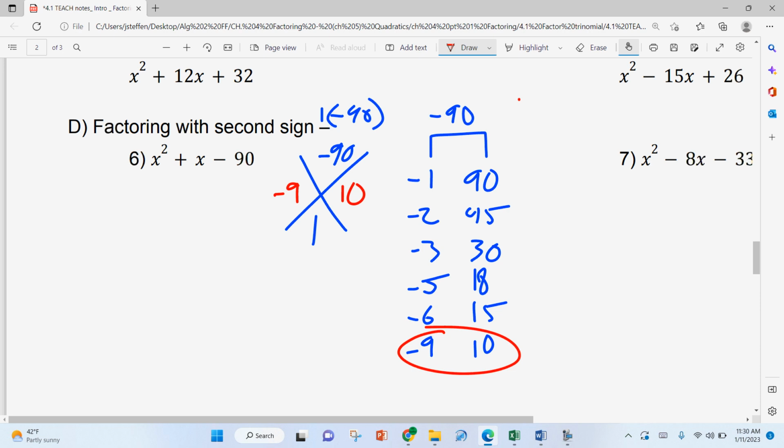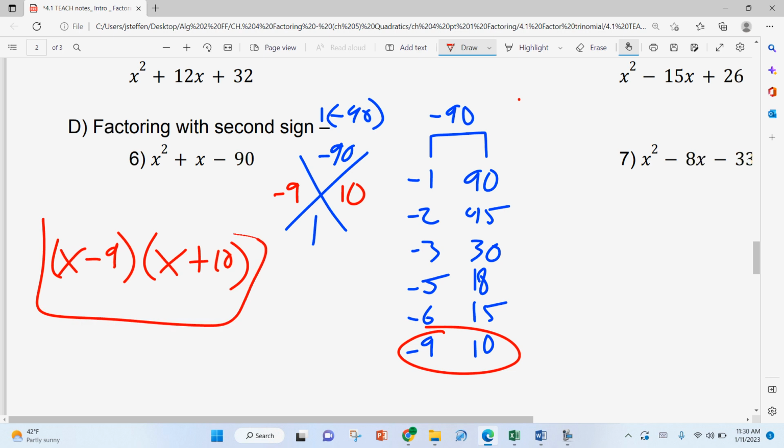So we end up getting x minus 9 instead of plus. Now it's minus. And x plus 10. And that is your answer. Again, if there's a number in front, if there's a leading coefficient, then we'll go through and do a couple more steps.